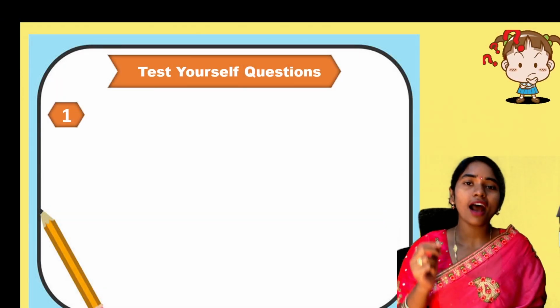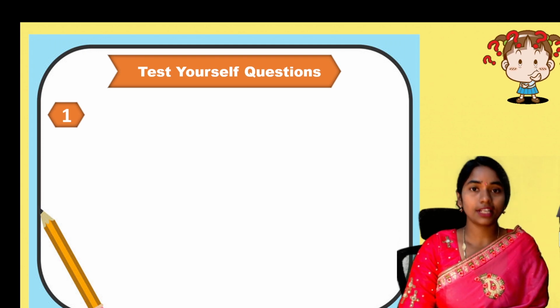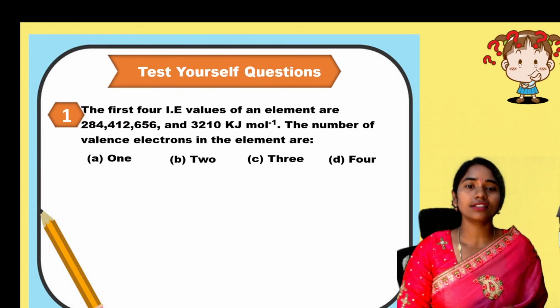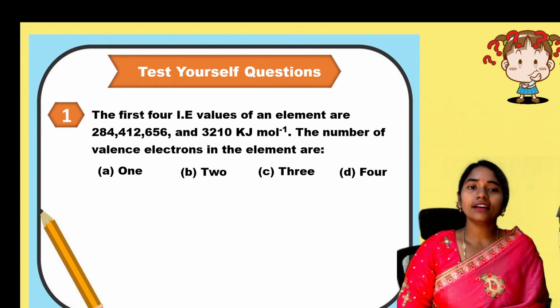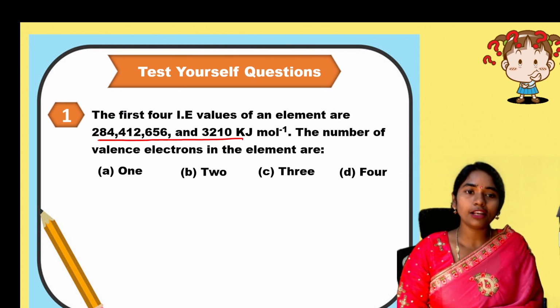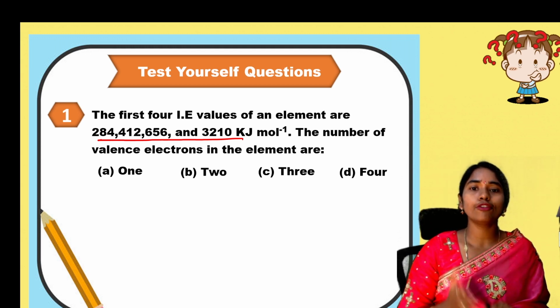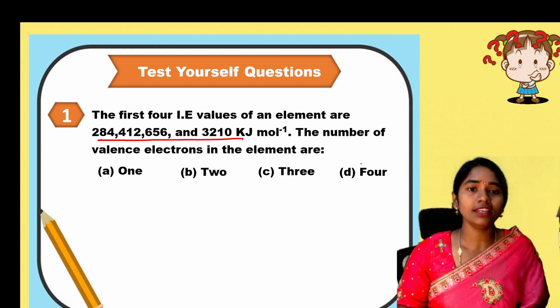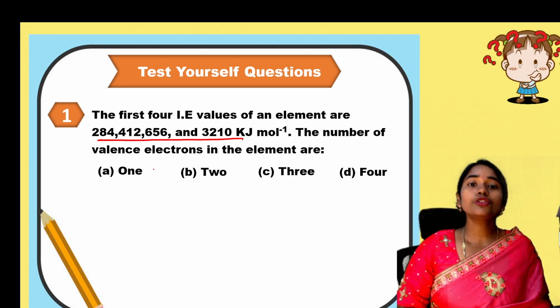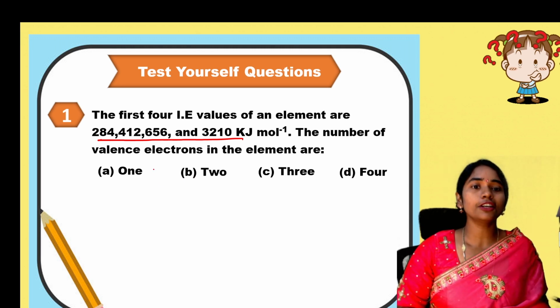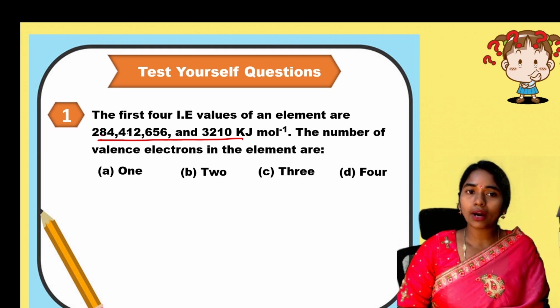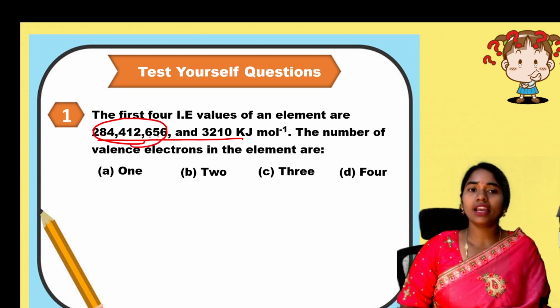In this video, I'm going to give you solutions to the test yourself questions which I asked in a previous session. Here we have been given 4 ionization energy values, IE1, IE2, IE3, IE4, and they're asking us to find the number of valence electrons. Just check it out: 1, 2, 3. Only 3 electrons are present in the valence shell.